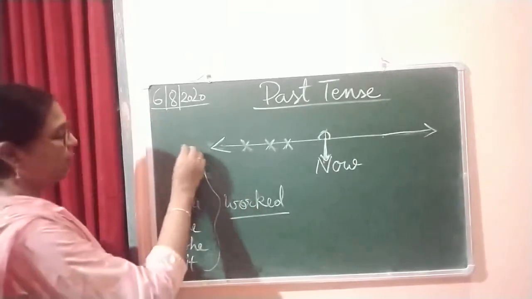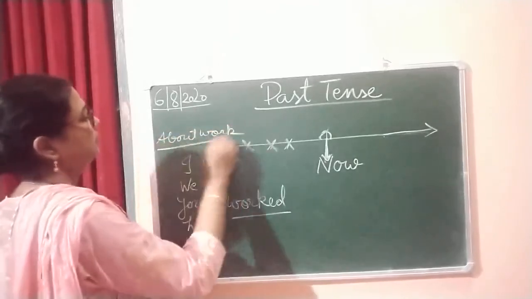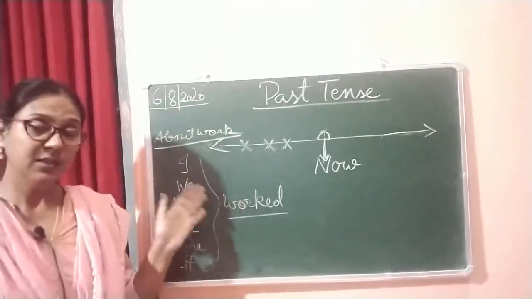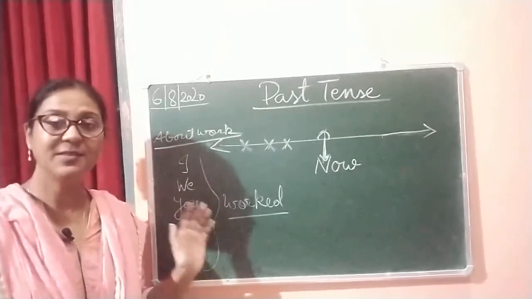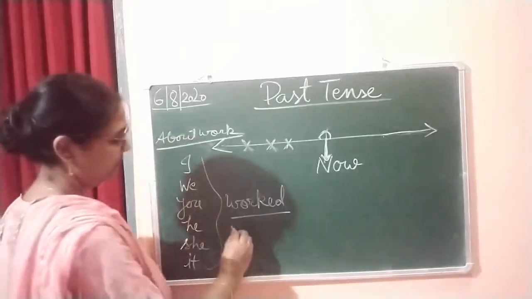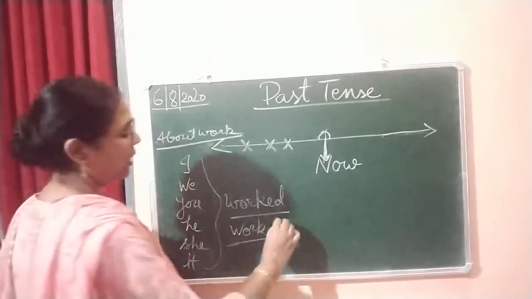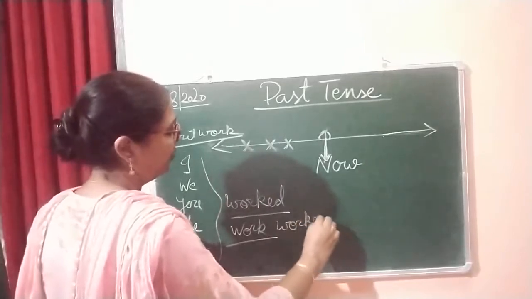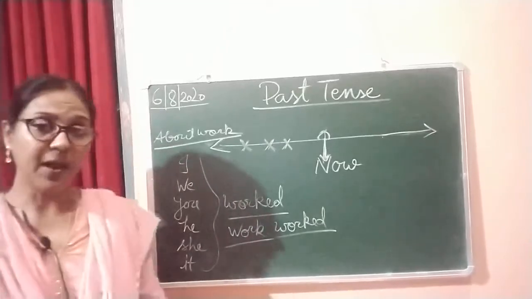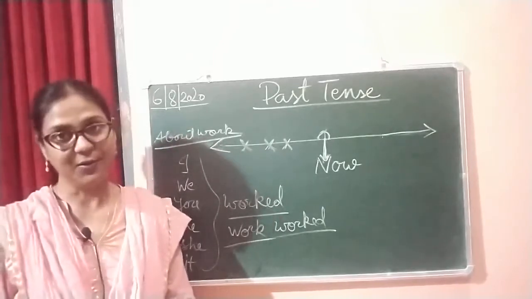This denotes work. For this example, we can understand that we are supposed to write over here the second form of the verb. If it is written work, this is the first form of the verb. If it is written worked, this is the second form of the verb. In simple past tense, we are supposed to use the second form of verbs.